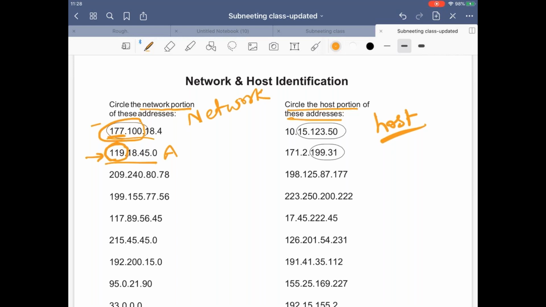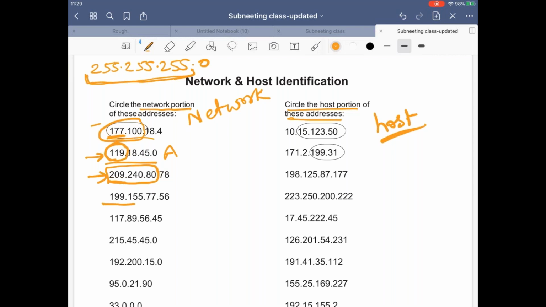Here in this example, 209.240.80.78. Check the first octet. Which option does it fall under: class A, class B, class C? It falls under class C. Then the network portion is this only. And how are we comparing this? With the help of the default subnet mask. The default subnet mask of class C is this one. So if you check the default subnet mask, the first three octets represent your network portion.